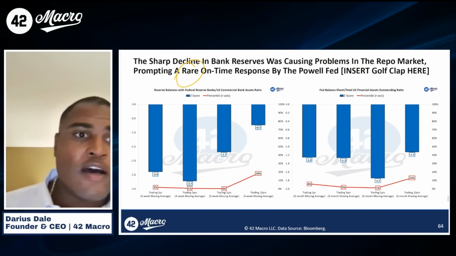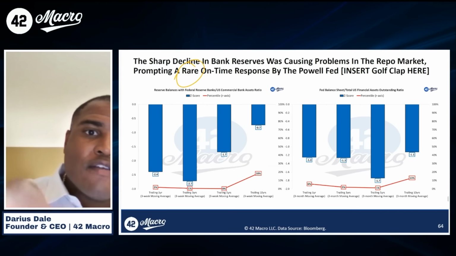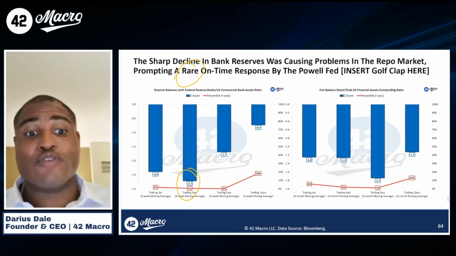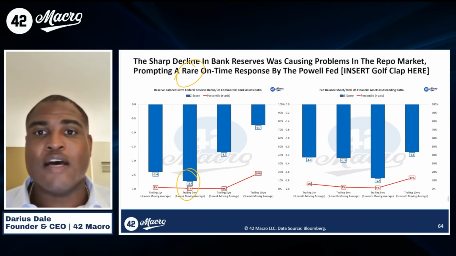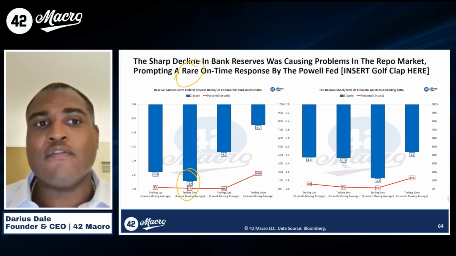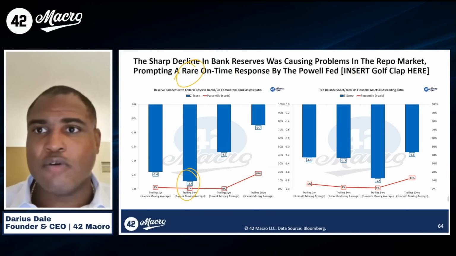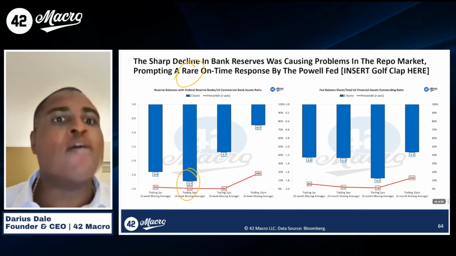So the chart on the left is the reserve balances with Federal Reserve banks divided by commercial bank assets ratio. So that is minus 2.7 sigma on a trailing 3-year basis, in the 1st percentile. So obviously that was causing some significant problems in the repo market. And again, golf clap, hat tip to the Powell Fed for finally propagating a rare on-time response to a meaningful signal in the economy and asset markets. First time in 7 years now.